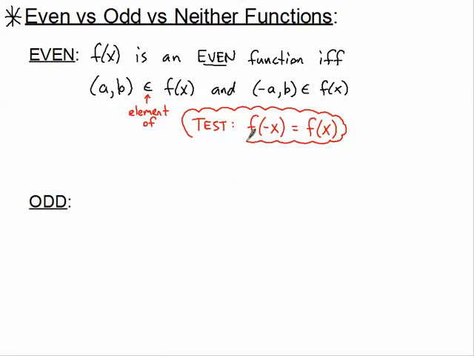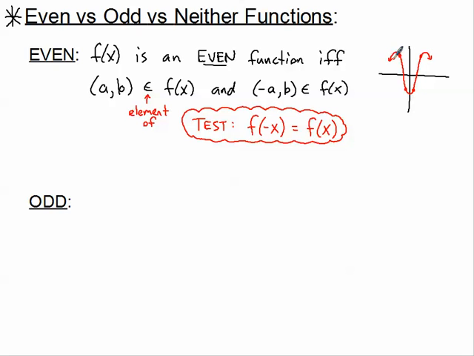Let me give this to you visually over here. Let's just draw a graph. If we've got an ordered pair, let's say (2, 3), then (-2, 3) has to be on it for it to be even. And if (1, -4) is on our function, then (-1, -4) has to be on our function. And the graph basically has to look like a nice mirror image flipped around the y-axis.